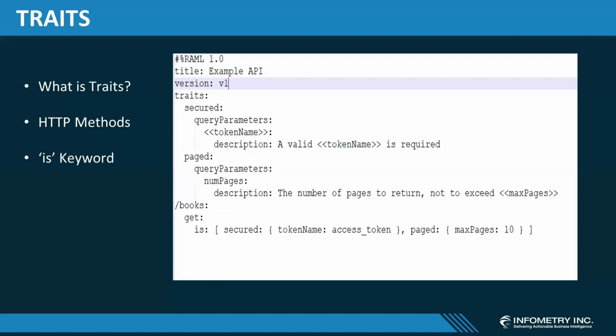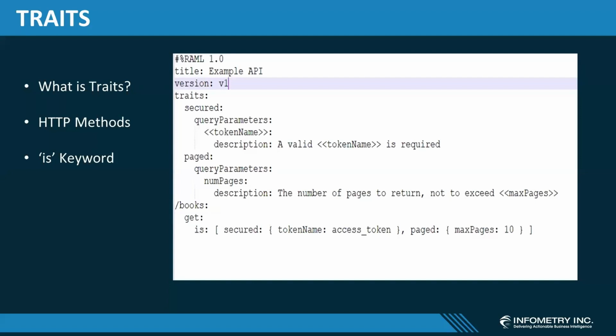Here I've created two traits in this example snippet, secured and paged. So those were the traits we defined. Underneath that we have an endpoint called books, and underneath that we have the get method. The is keyword is used to refer to the traits in RAML, using square brackets, and underneath that you can use secured and paged. Here I'm setting an example where the token name is called access token and max is equal to 10. I'm setting some dummy example values for these query parameters, but you can just use is secured and then paged equal to max pages.